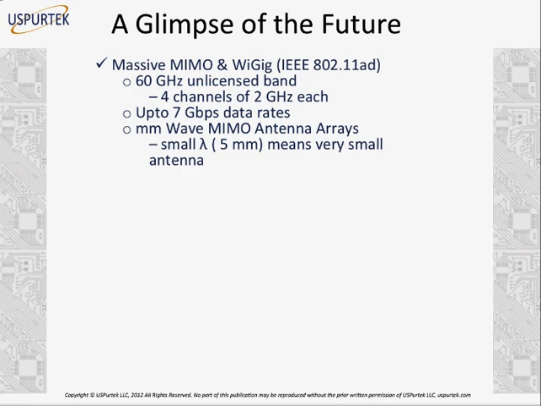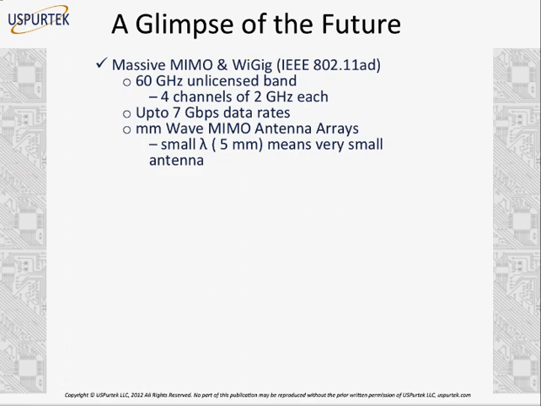So why is it possible for this standard to adopt this technology? Now, it operates in the 60 gigahertz unlicensed band. So you have 4 channels of 2 gigahertz each, and up to 7 gigabit per second data rates. So at 60 gigahertz frequency, your wavelength is only 5 millimeters. Your lambda is only 5 millimeters because the frequency is very high over here.